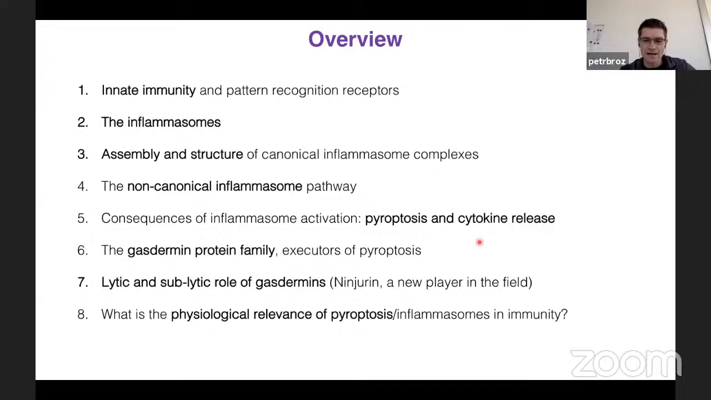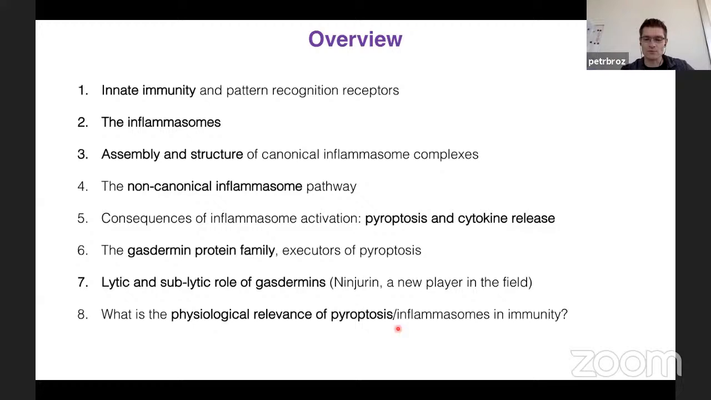We will be talking about the Gasdermin proteins, which are the executors of pyroptotic cell death, a little bit about lytic and sublytic roles of Gasdermin. If there is time, there's a new player, Ninjurin-1, which I want to mention quickly. And finally, I would like to end on the notion of what the physiological relevance of pyroptosis or inflammasomes in immunity is, because this is a cell death that is linked to the immune response.